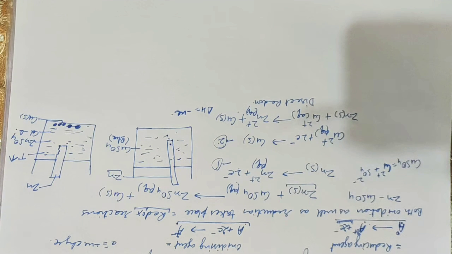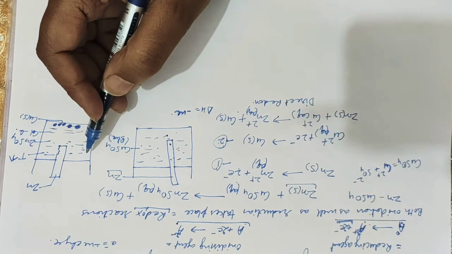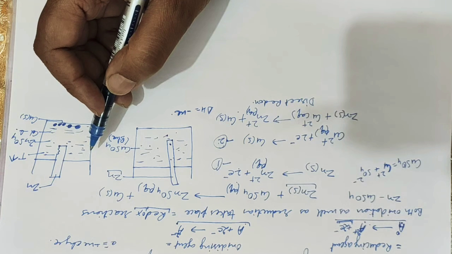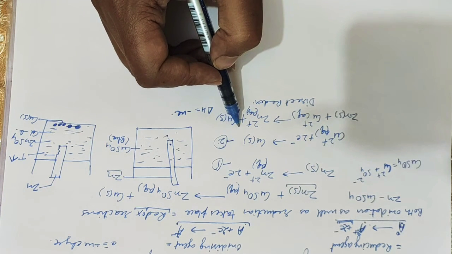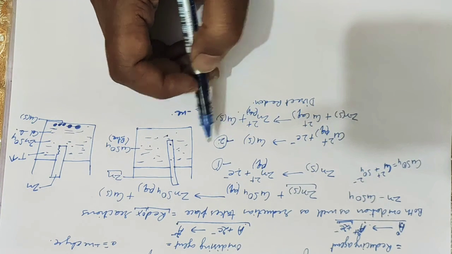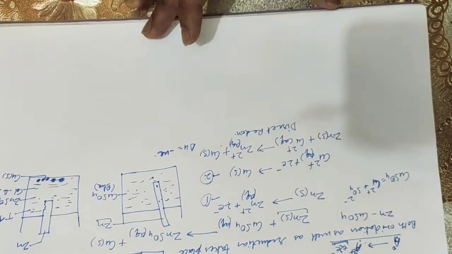So if we try to reverse this reaction, if we place a copper rod in zinc sulfate solution, no reaction takes place, which means that the reverse reaction is not possible. In other words, zinc metal gets oxidized by copper 2 positive ion, but copper metal cannot be oxidized by zinc 2 positive ion. Further, electrochemical cell.